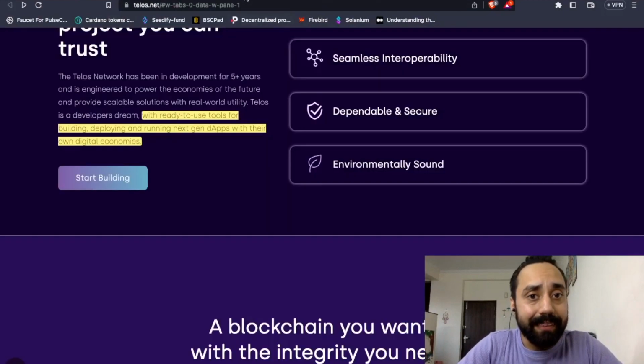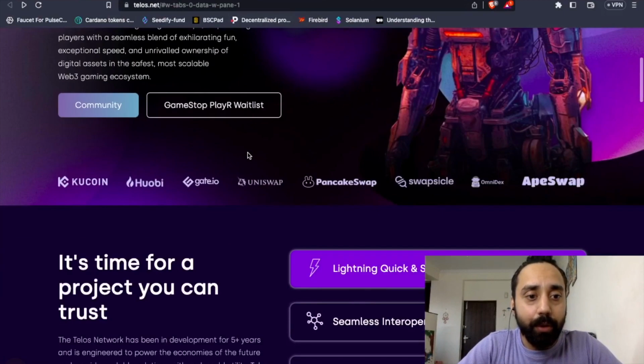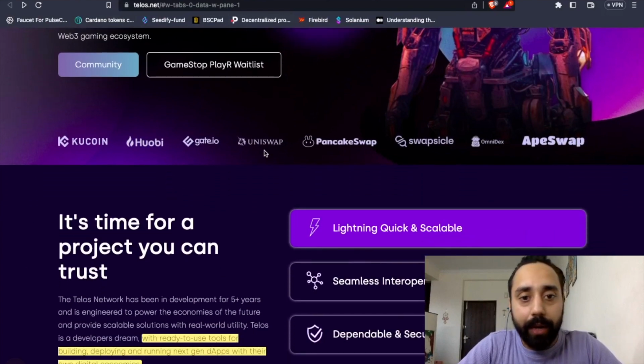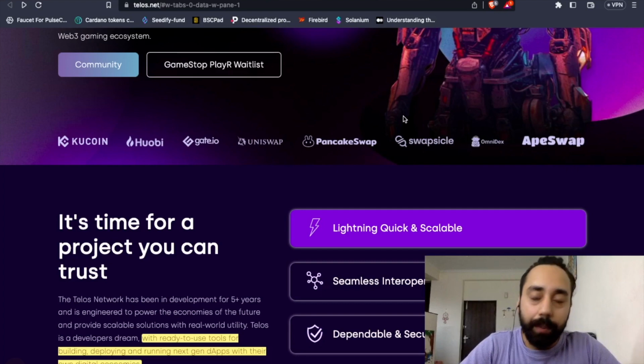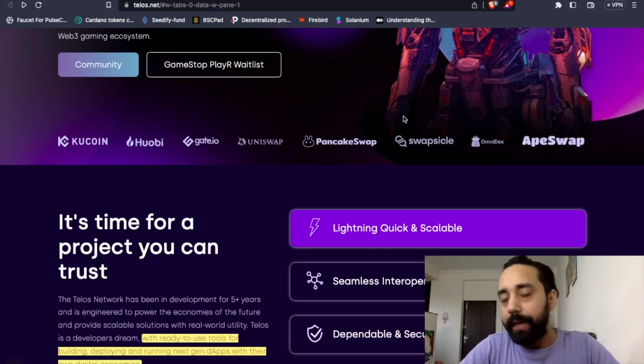Moreover, if you want to purchase TLOS token, you can easily purchase it on KuCoin, Huobi, Gate.io, Uniswap, PancakeSwap, Swapsicle, OmniDex, and ApeSwap. So these are all the platforms where you can purchase this token. So it is available anywhere you want to purchase.